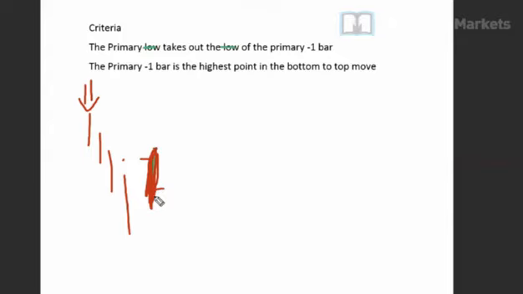So when you're trading the markets this week, be on the lookout for these primary bars and see if that helps you visualize it. So now let's move on to the market update for this week, shall we?